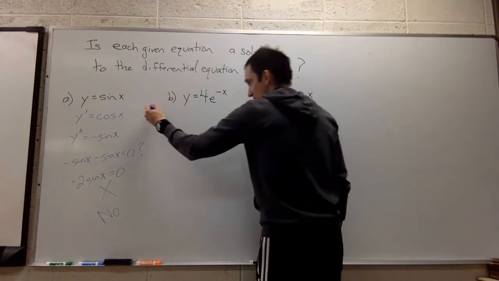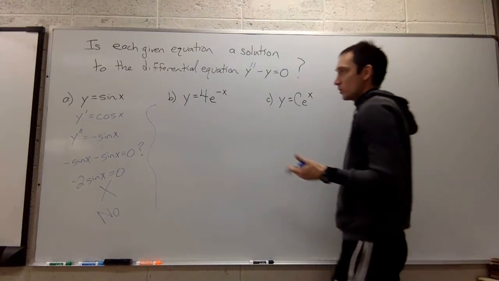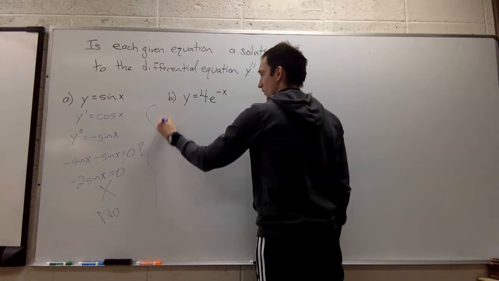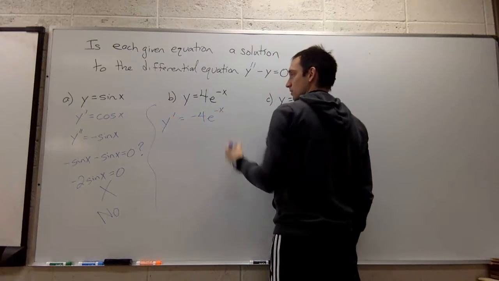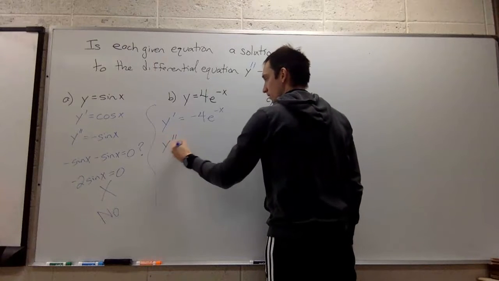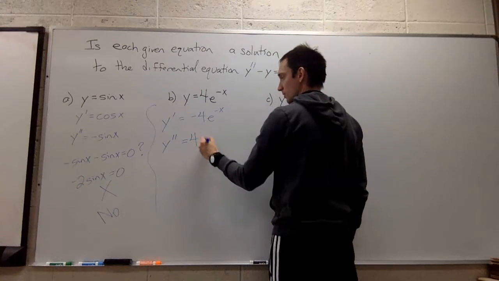Here we've got another possibility. We're saying, what if y equals 4 times e to the negative x? So again, you would get to your second derivative. First derivative is negative 4 times e to the negative x. And then second derivative, y double prime, is negative times negative 4, which is positive 4 times e to the negative x.